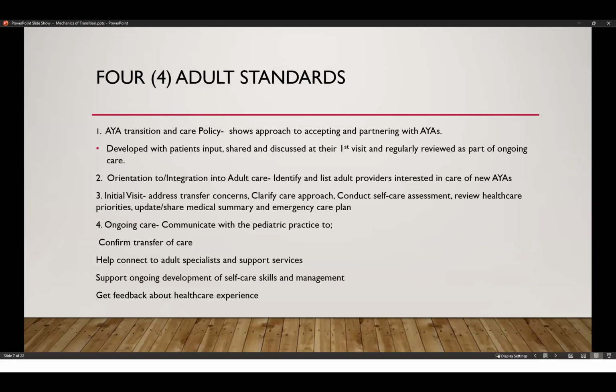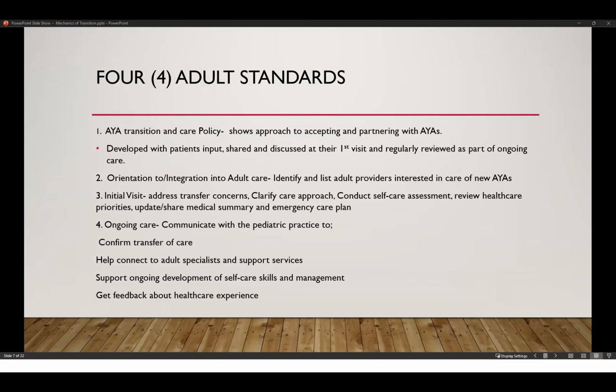And again, the adult standard is in four standards. The first one is, again, that there has to be a policy on the adult side of things. This shows the approach to accepting and partnering with a young adult in terms of their care. It's developed with input from the patient to make sure that you are actually discussing what the patient needs. During the first visit, this is discussed, and then regularly on an ongoing basis.